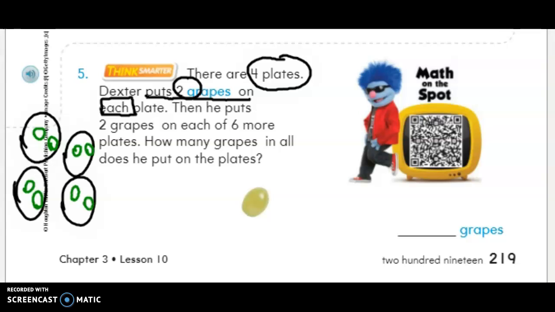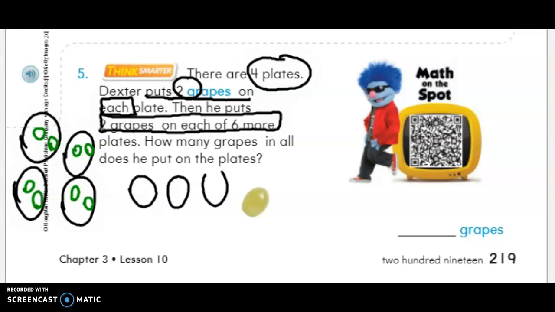So now I'm going to keep reading the question. Then he puts 2 grapes on each of 6 more plates. So think, how many more plates should we draw? 1, 2, 3, 4, 5, 6. So we're adding up the first 4 plates with the 6 more plates. And how many grapes on each of those? He puts 2 grapes on each of those plates as well. So we're all in groups of 2 here.